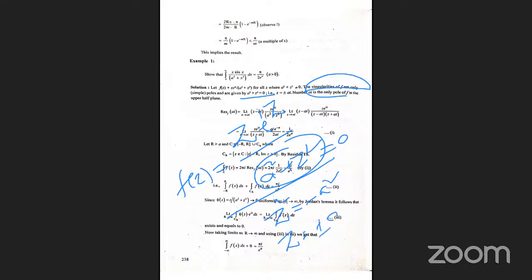What are the singularities? How can we find the singularities? Set the denominator to 0. What is that? a square plus z square equal to 0. Therefore z square equals minus a square, and z equals plus or minus ai. Now ai is the only pole inside the contour; minus ai we cannot consider.